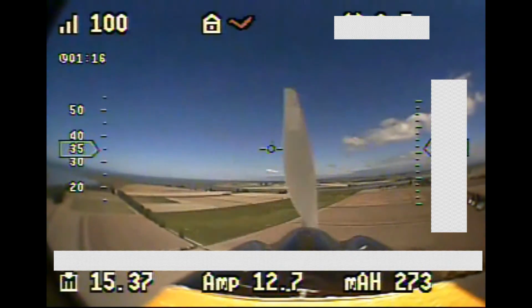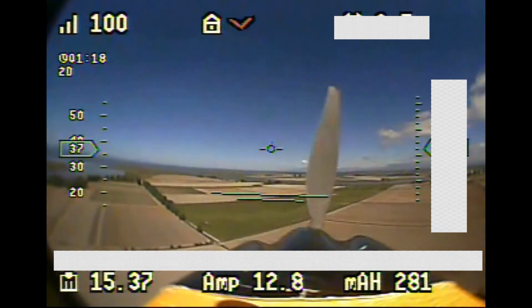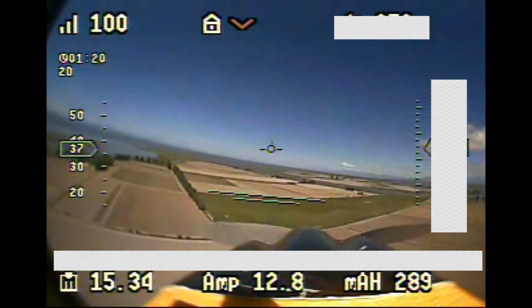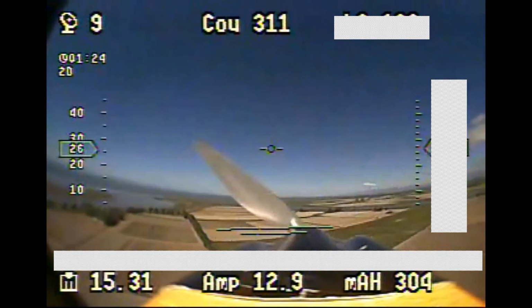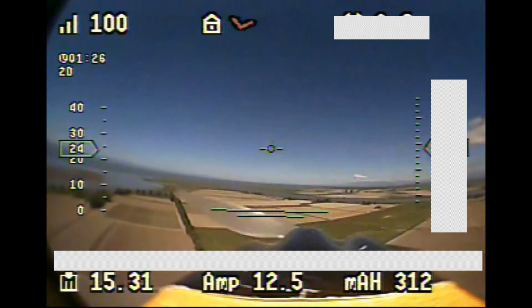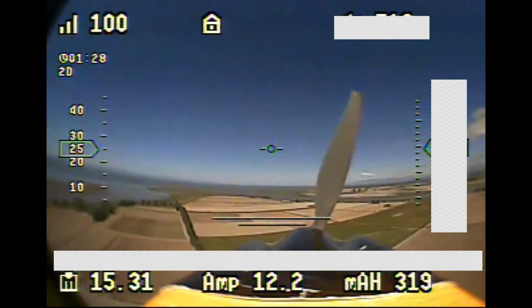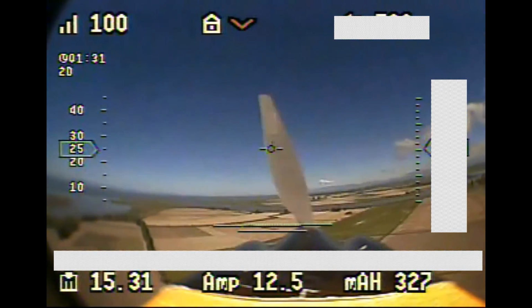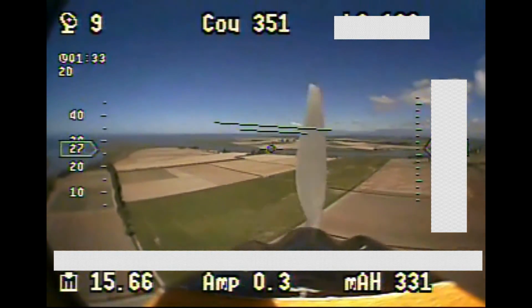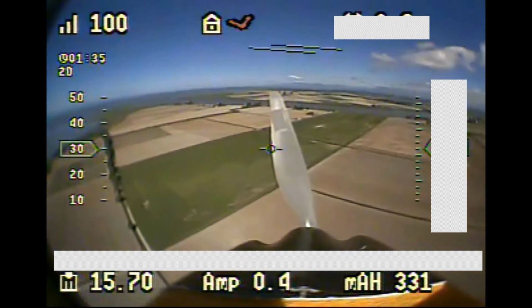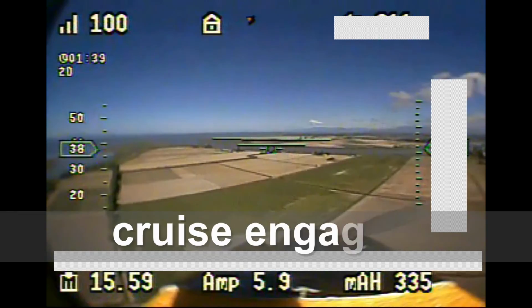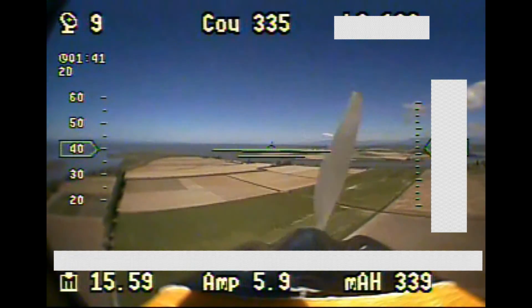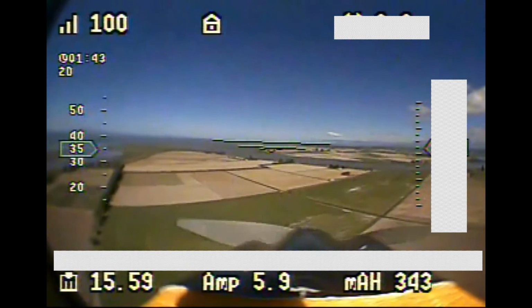You see here I'm in the top position, 13 amps almost, and that's the highest elevator that I have with the highest throttle. So this will take care of the climb. And with these settings, I have been able to improve my flying time by 12% and my distance by 9%. So I'm very happy.